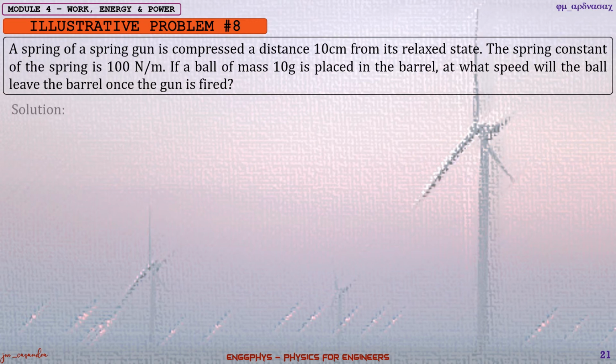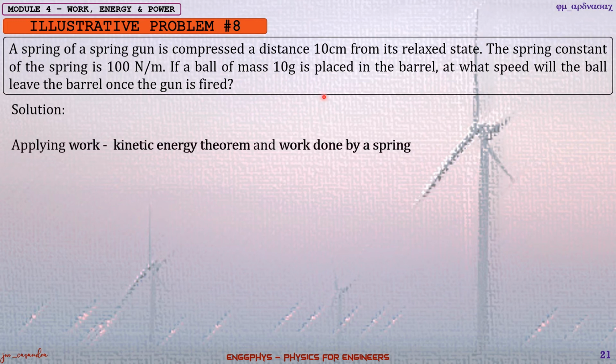So for this problem, for our solution, we are going to use our spring equations since we are talking about a spring. And also, we have to use our work-kinetic energy theorem since there is already a movement of our object, which is the 10 gram mass. Okay, so we'll be applying the work-kinetic energy theorem and the work done by a spring.